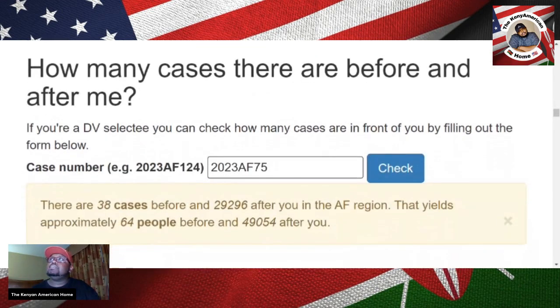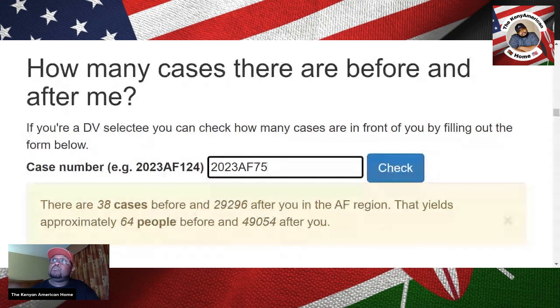This is the one that is really important here. If you want to know how many cases are ahead of you, how many cases are after you, but also the number of people and the number of visas, this is a good way to look.